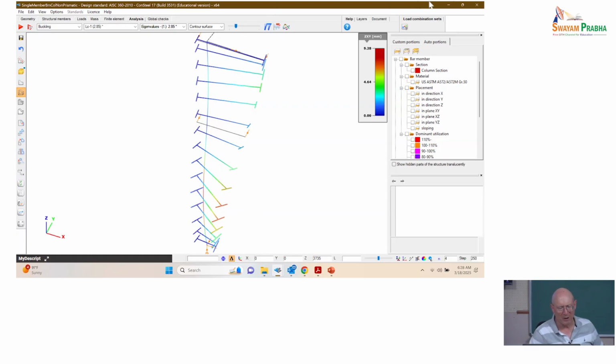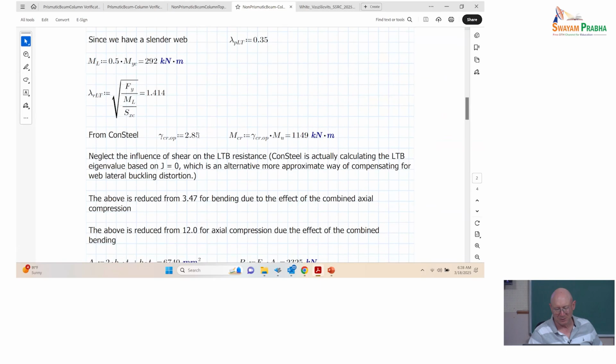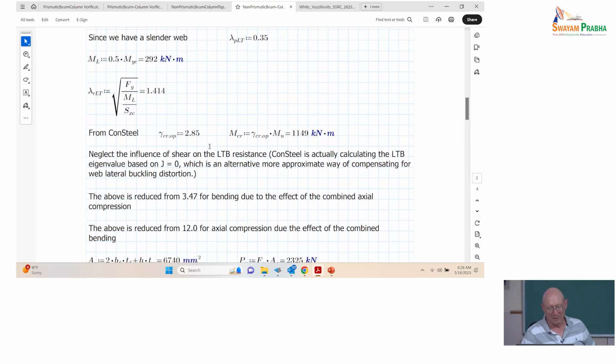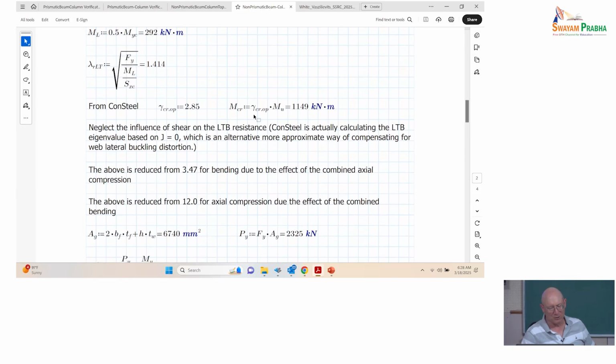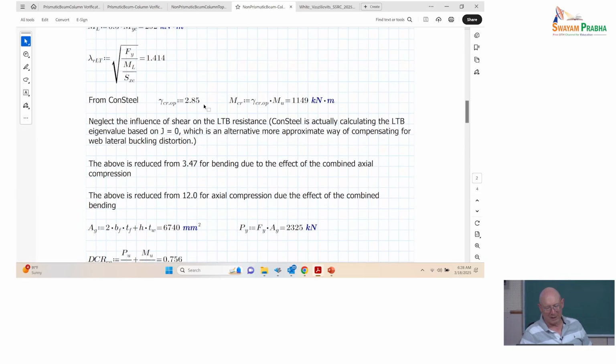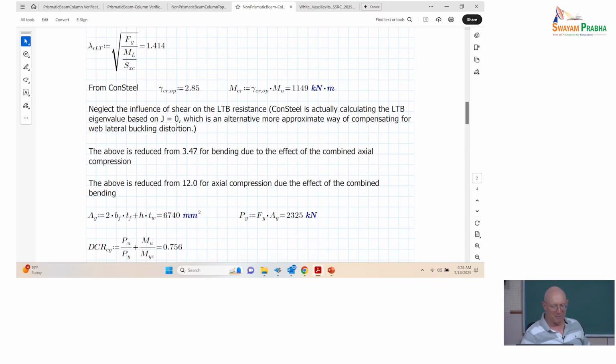Okay, so we got 2.85 coming out of Consteel for this combined loading case. So there we have it. We're introducing that into the calculations here. So our moment at that buckling load is gamma critical times mu. Again, everything here is done with j equals 0.